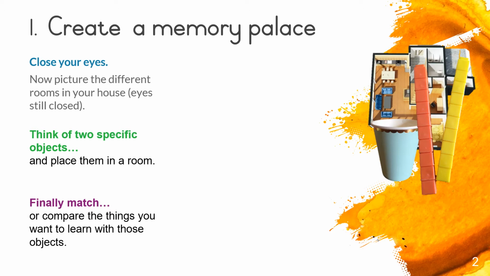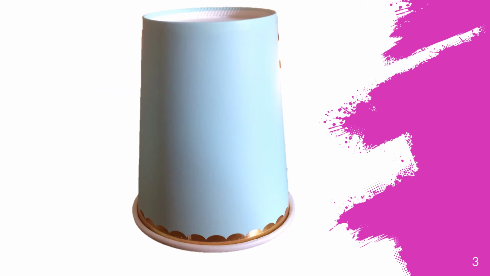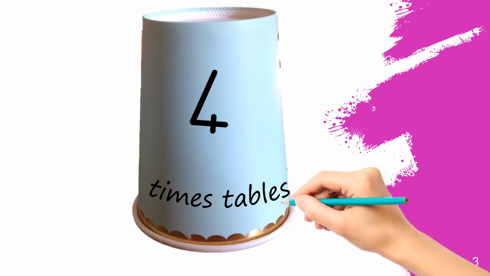Okay, now we are going to use those objects to help you compare or match the things that you want to learn with those objects. So for instance, I'm going to use the 4 times tables. Let's pretend that's what we want to learn. So I have thought of a cup that will best suit this activity, and I'm going to use the cup to help me learn my 4 times tables. Now, how am I going to do that?